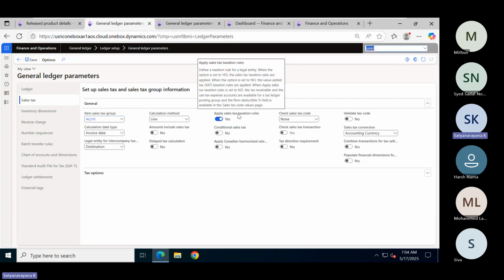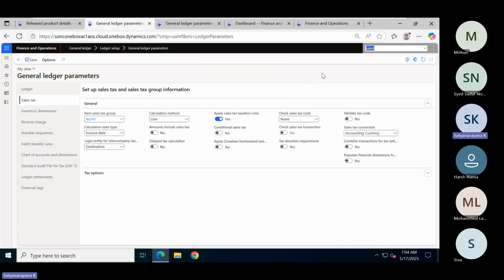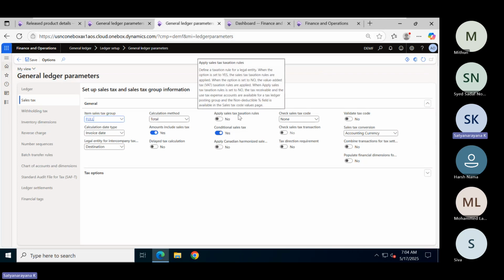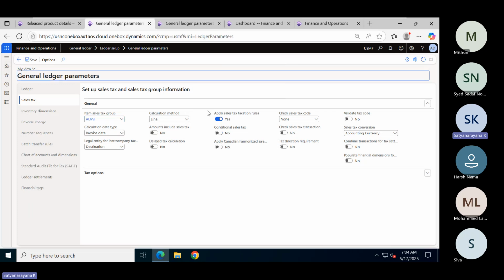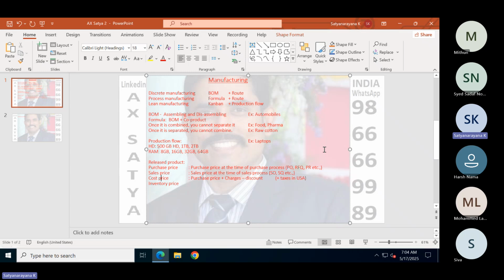So if you read this one, you will understand. Define taxation rule for a legal entity. When the option is set to yes, the sales tax taxation rules are applied. When the option is set to no, the value-added taxation rules are applied. So remaining process, it is related to tax. So in Europe, it is no. In UK, in India also, it is no. In USA, it is yes. If it is USA, then this charges also, like taxes also, will be included in the cost price.